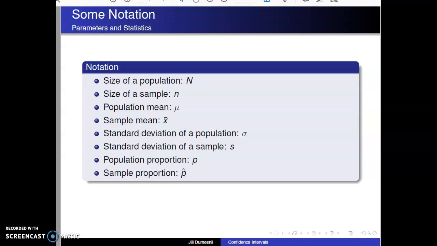The Greek letter for p is pi, but since pi already has a widely known fixed value, we often use lowercase p for the population proportion and use p hat for a sample proportion. However, as we'll see, sometimes p means something else and we have to substitute another symbol for the population proportion.